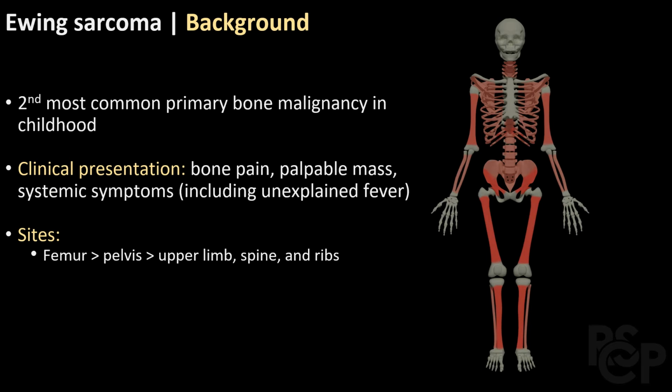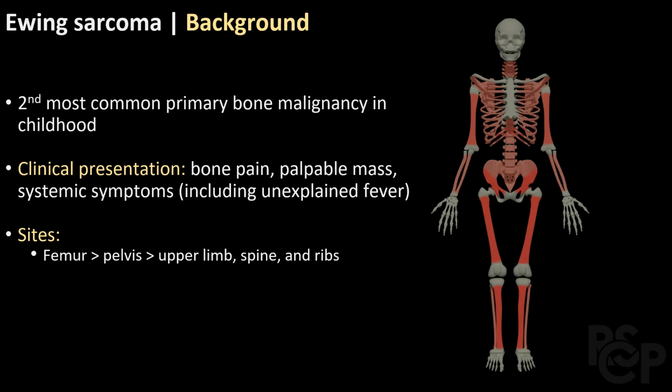Next, we're going to talk about Ewing sarcoma. It's the second most common primary bone malignancy in childhood. This type of sarcoma arises from the medullary cavity and typically occurs in young patients, similar to osteosarcoma, around 10 to 20-year-olds. Clinical presentation of this is also very similar to osteosarcoma.